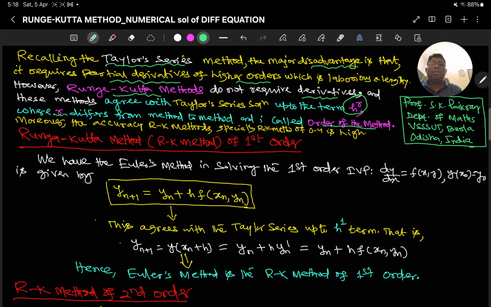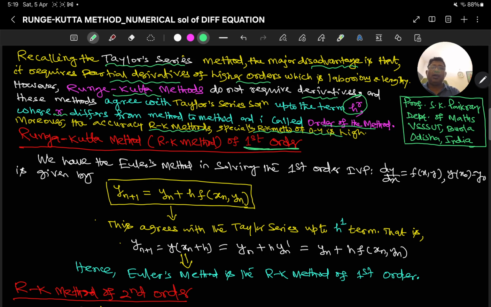Moreover, the accuracy of the RK method is high, and basically the RK method of order 4 is very high, and by saying Runge method, it is only the Runge method of order 4 which is exactly the RK method only, right? And we see the Runge method of first order, of order 1.